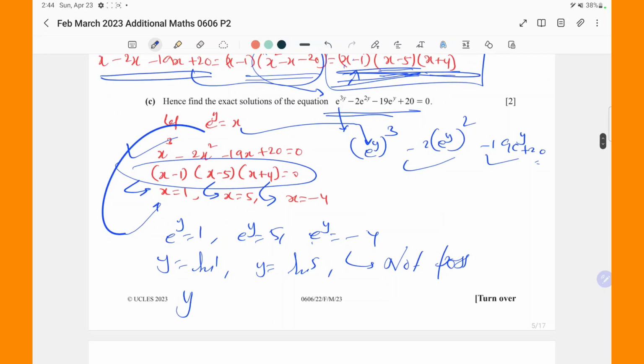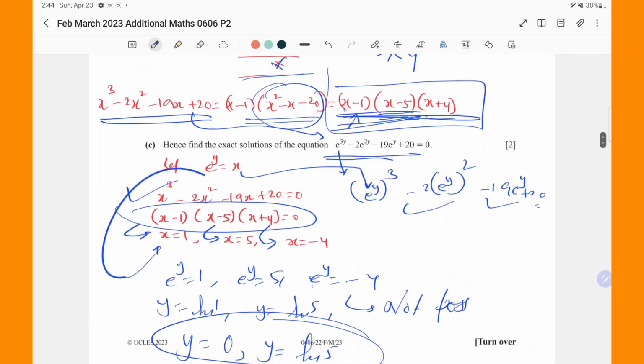And y equals ln 1, it means y equals 0, and y equals ln 5. So 0 and ln 5 will be the answer for this case.